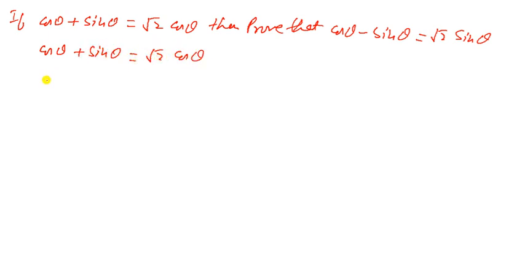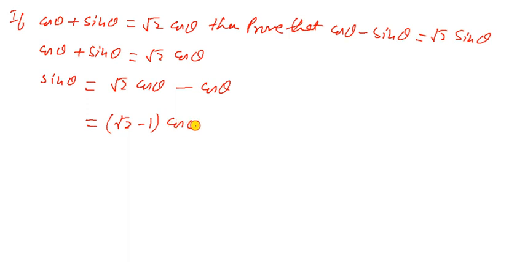So cos theta plus sin theta is equal to under root 2 cos theta. Now transfer cos theta to the right hand side. So what will happen? Here is sin theta is equal to under root 2 cos theta minus cos theta. So cos theta will be common. So under root 2 minus 1 we get in bracket, it is cos theta. Here is sin theta.